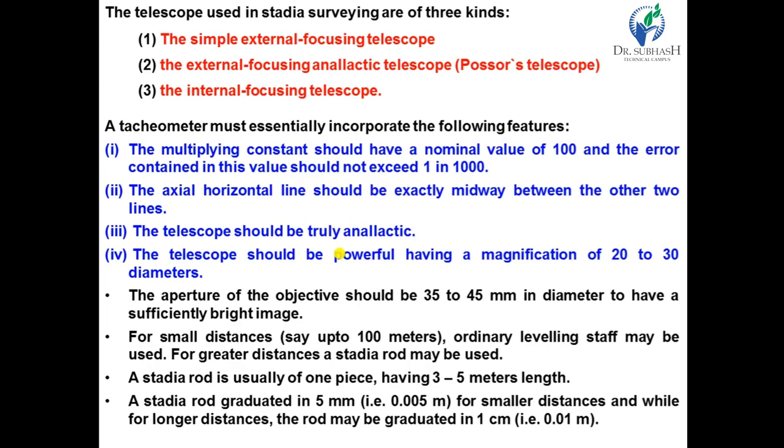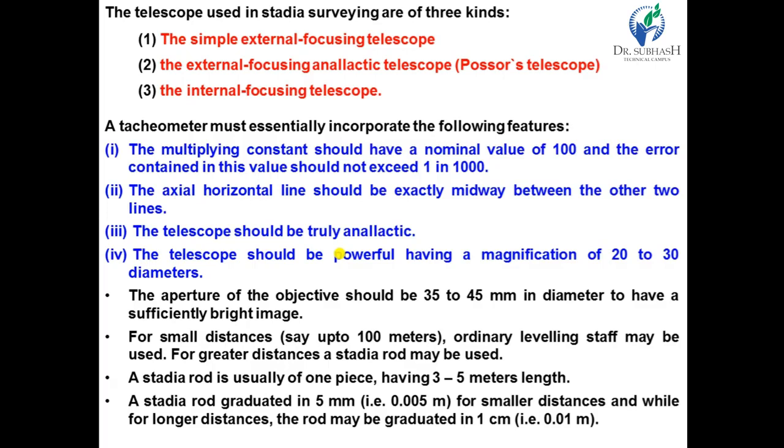Generally, three types of telescope are used in stadia surveying: the simple external focusing telescope, the external focusing analytic telescope, and the internal focusing telescope. A tachyometer must essentially incorporate the following features, with the capability for measurement of different readings.